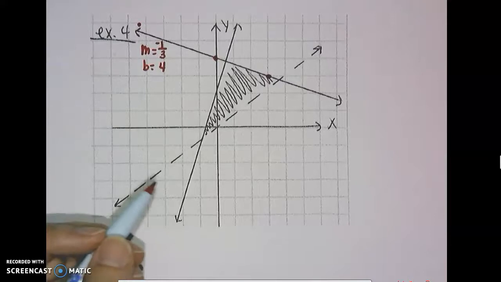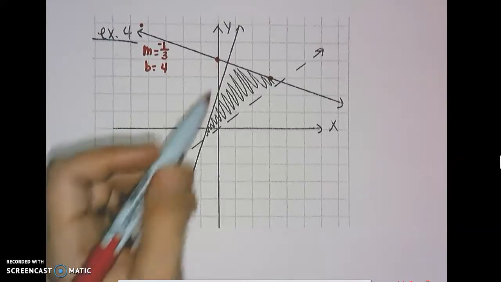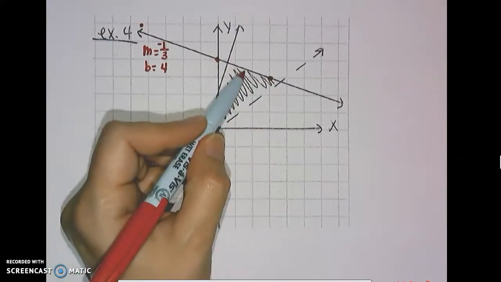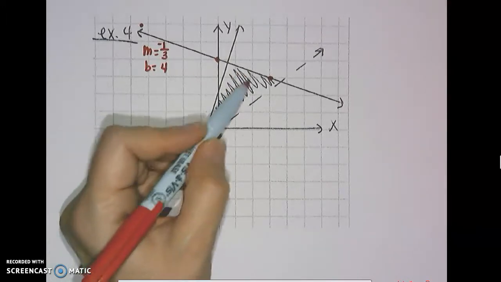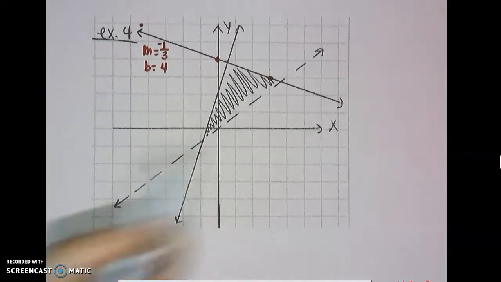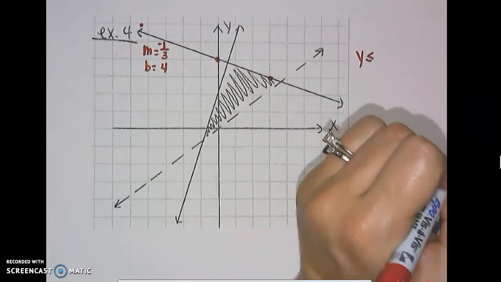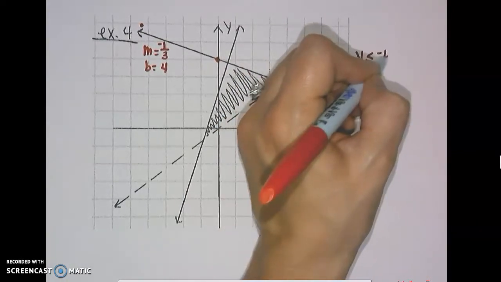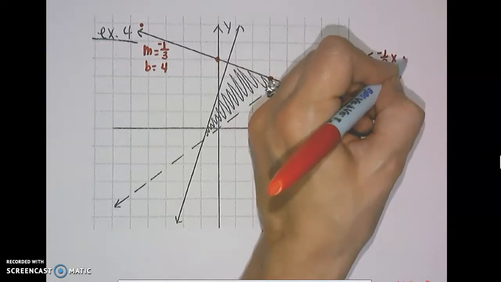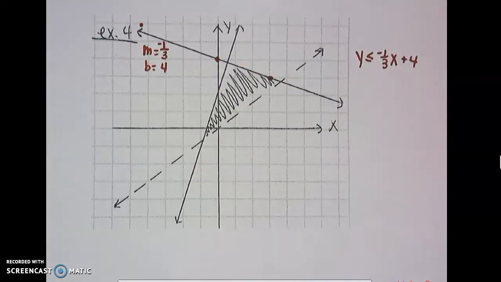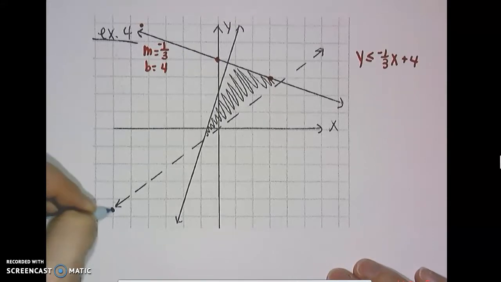Now, building our inequality, what symbol do we need? Where's the shading? Shading's happening below. What type of line do we have? Solid. So y is less than or equal to negative 1/3 x plus 4. That would be the inequality to match that graph. All right, moving along, let's do the dashed line one.